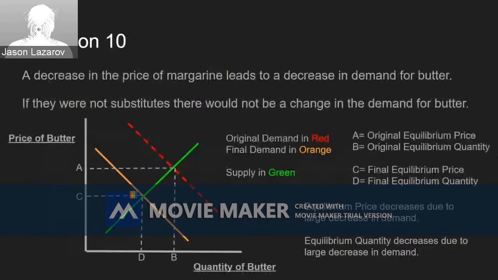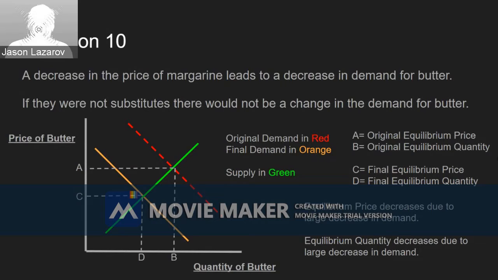For question 10, if the price of margarine decreases, this leads to a decrease in demand of butter. And in the graph, we've shown this graphically, where the original demand for butter is in red and the final demand is in orange and the supply is in green.